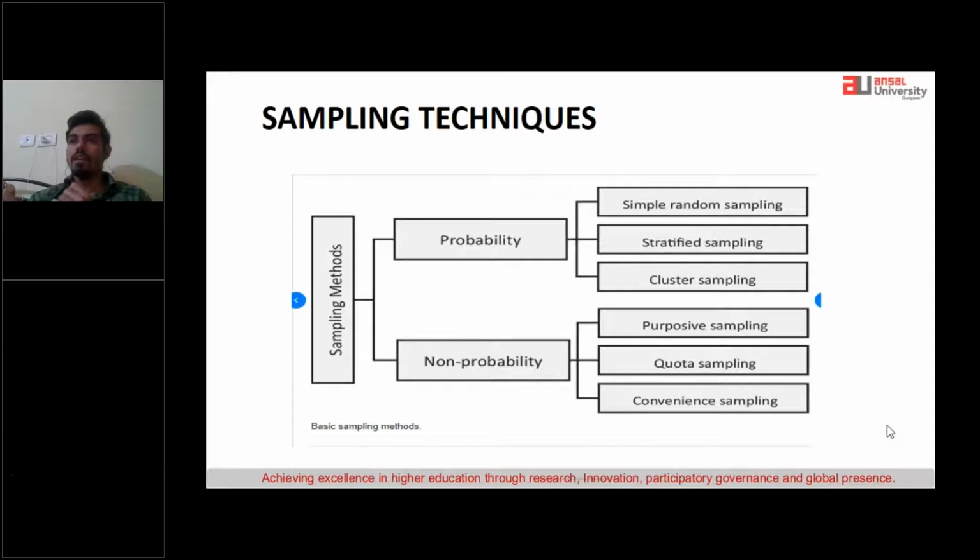When you're randomly selecting, it is unbiased. But sometimes, if you have very specific criteria, saying I want these people to be a part of this study, there is a bias involved because you are not giving everybody a chance. So these are all very detailed topics, and I hope I will be able to cover all of them some other time.